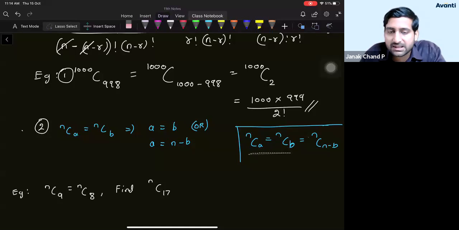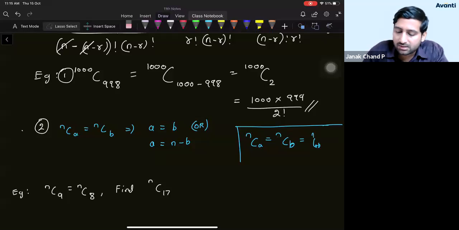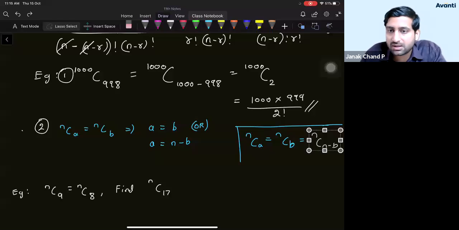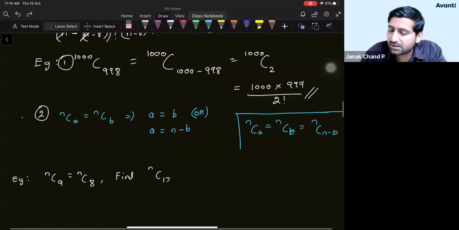So if the three things are equal and then their n is also equal, then there are two possibilities. Either this is equal to this or this is equal to this. So you should keep this in your mind. You should not assume that always this should be equal to this. No. This quantity can also be equal to n minus b because this quantity is the same as this. Okay, fine. So yes, this is one of the very important things for competitive exams also, and for board exams, a 1 mark question also.